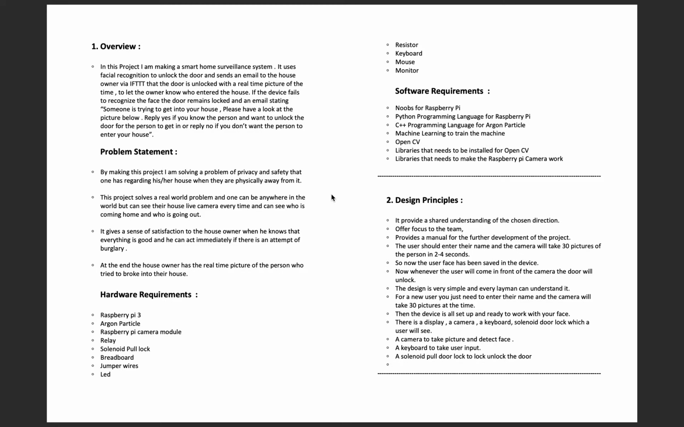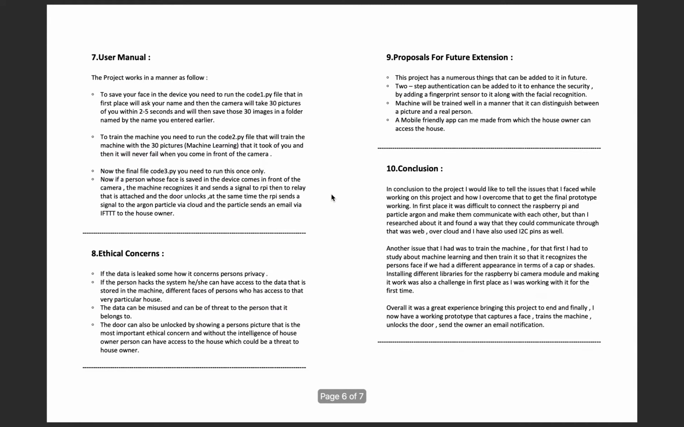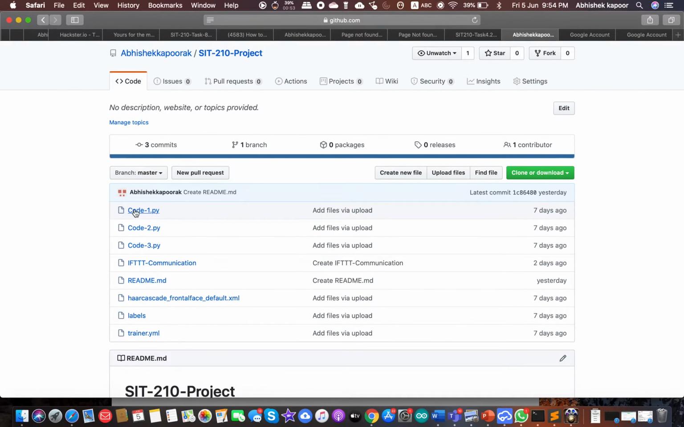So these are the design principles, you can go through them. This is the prototype as I showed you. Testing approach, as I told you, it takes 30 images and all that stuff. Then a user manual, and ethical concerns, the data should not leak, as I told you. So I'll take you to the code.